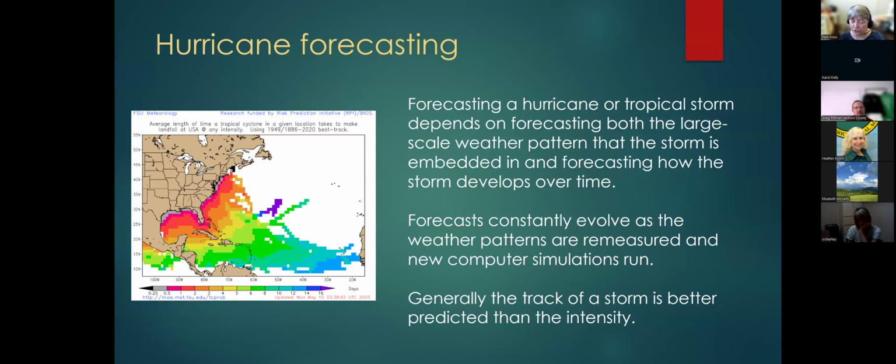So generally, the track of the storm is usually better predicted than the intensity, because we do pretty well at forecasting the large scale weather pattern through our current weather computer models.